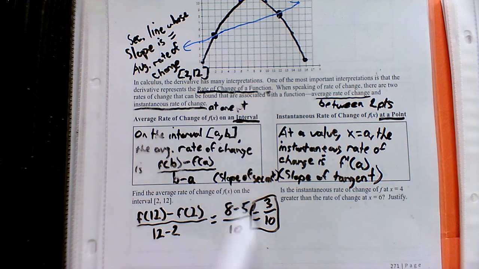Alright, so that was from this first problem at the bottom. We know that the average rate of change was 3 over 10, and we represented that on the graph up above. So let's take a look at the instantaneous rate of change. Is the instantaneous rate of change of f at x equals 4 greater than the rate of change at x equals 6? Justify your answer.